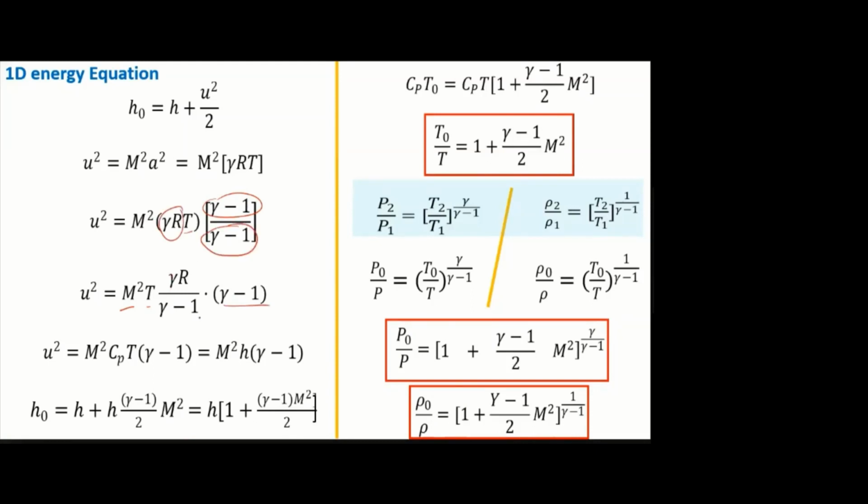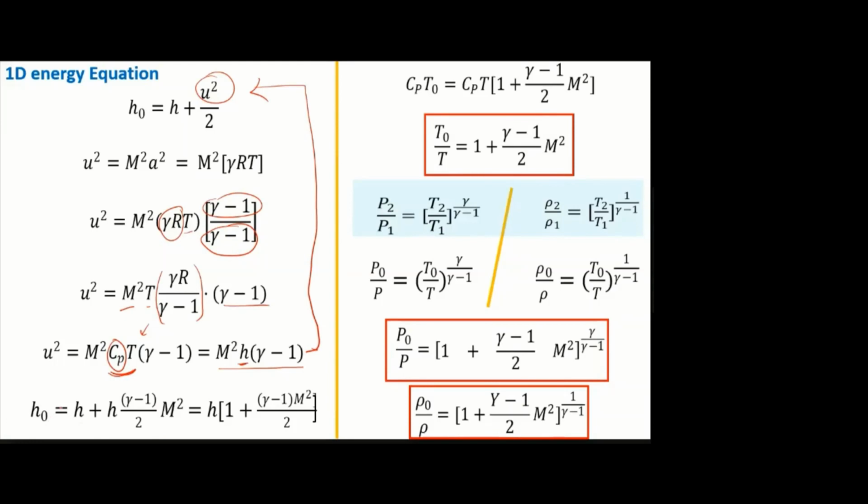Only this I'm rearranging: gamma R divided by gamma minus 1. And you know what gamma R divided by gamma minus 1 is? That is Cp. So this is also the same equation. Instead of gamma R divided by gamma minus 1, I'm substituting Cp. And we know what Cp T is, that is enthalpy h. So now I converted this V square into M square h (gamma minus 1). Then substitute here.